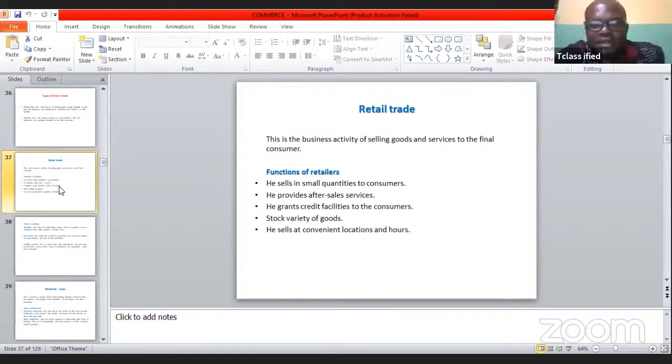He stocks variety of goods. A retailer can have different kinds of goods, whereas a wholesaler normally deals in one or two products. He sells at convenient locations and hours. So you can always find a retailer beside you to buy something anytime you need them. So retailers are very, very important.